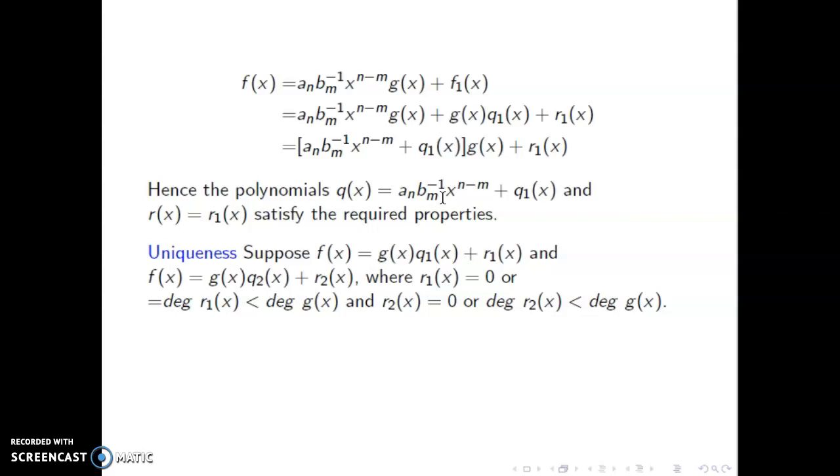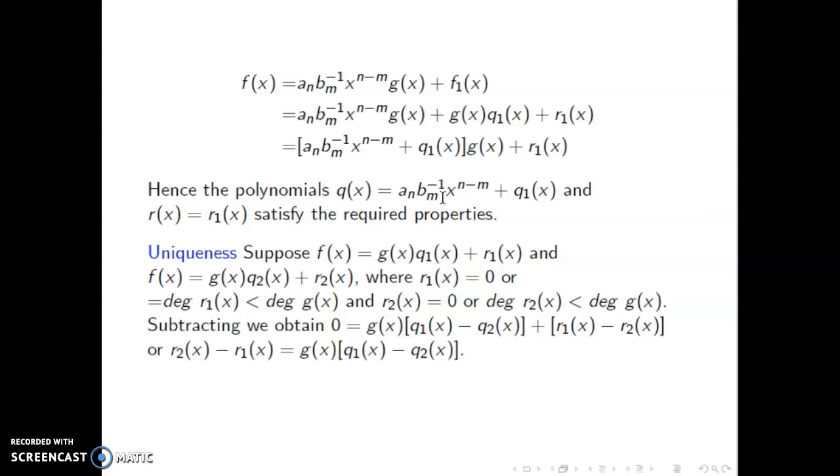Now let's prove the uniqueness. Suppose I can write this in two ways, that is f(x) can be written as g(x)q1(x) + r1(x), and can also be written as g(x)q2(x) + r2(x), where r1(x) is 0 or degree of r1(x) is less than degree of g(x), and again r2(x) has the same property. Now when you subtract, I get 0 = g(x)(q1(x) - q2(x)) + r1(x) - r2(x). Now I take r1 and r2 onto the other side of the equation, so I get r2(x) - r1(x) = g(x)(q1(x) - q2(x)).